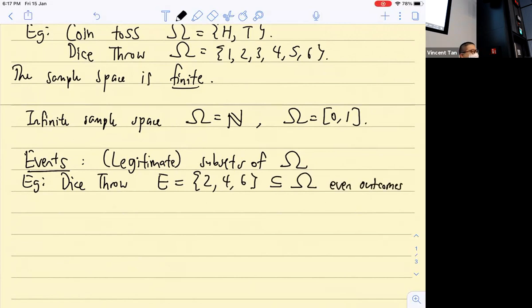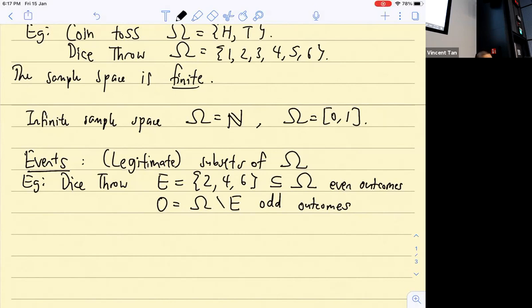If someone is asking me a question here, please let me know. So E is an event. It's a legitimate event because it is a subset. You can also define the odd outcomes. These are odd outcomes. This is a legitimate event. Events are subsets of the sample space.